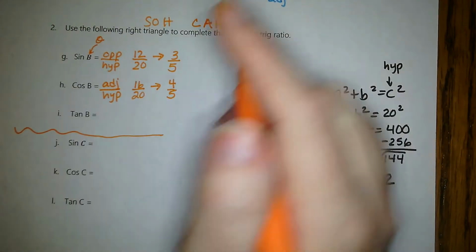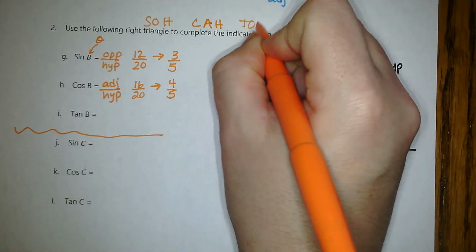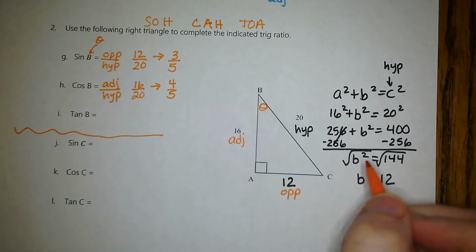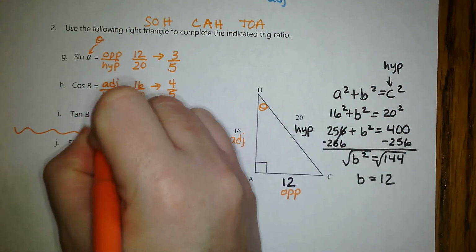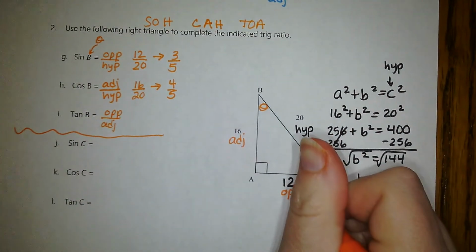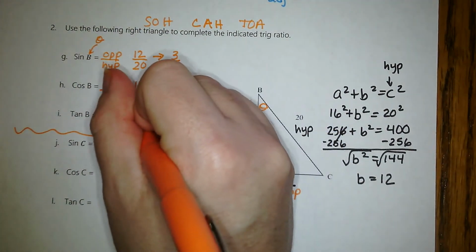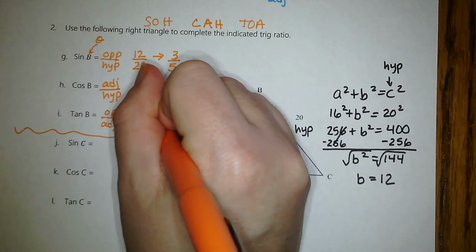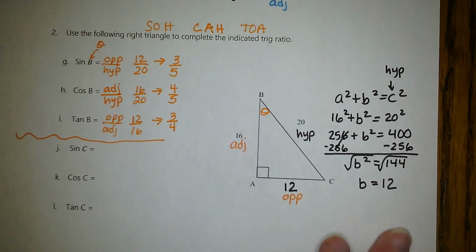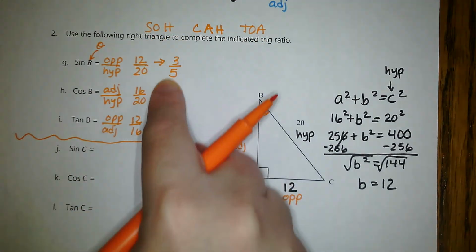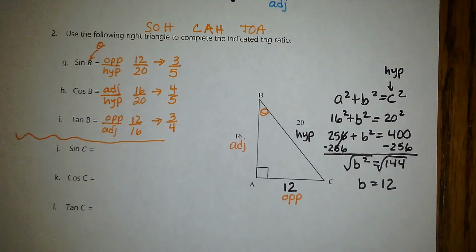And then you've got tangent, which is your TOA. And that's opposite over adjacent. And that's 12 over 16. Divide by 4, and you get 3/4. Okay, so this represents B as my theta. Again, I don't know if you have to do this or if you don't like to. I certainly need to keep myself organized.